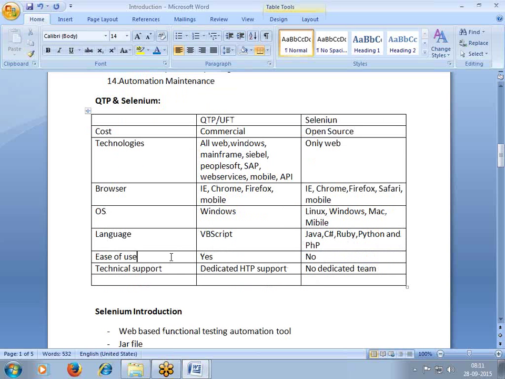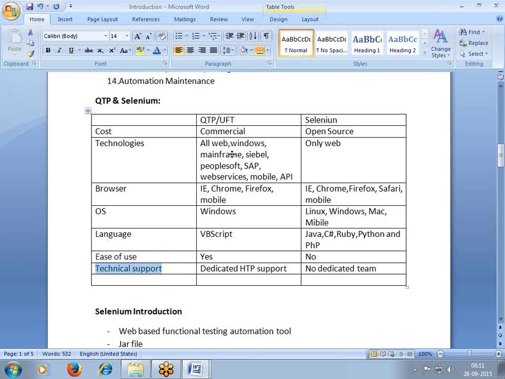And ease of use. QTP is very easy to learn and use. It is a more user-friendly tool than Selenium. You have to write more code in Selenium. But in QTP, most of the code is generated automatically, about 70%. So we can say that UFT is a little more user-friendly than Selenium.